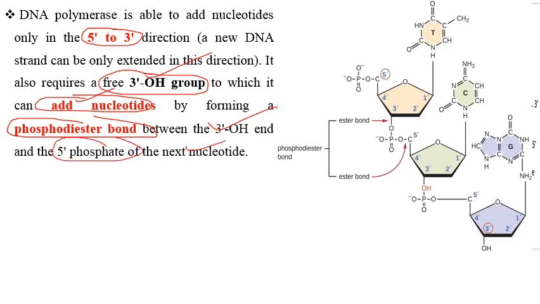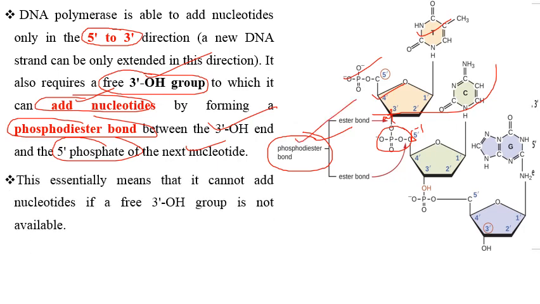So जो दो nucleotides हैं उनके बीच में जो bond होता है that is known as phosphodiester bond. So it occurs between the 3' hydroxyl group of a sugar and a phosphate group which is at the 5' position of the next sugar. So दो जो nucleotides हैं, that is sugar, phosphate and nitrogenous base, these two nucleotides are joined together by this phosphodiester bond. This essentially means that it cannot add nucleotides if a free 3' OH group is not available. So that's why RNA primer is needed for the DNA replication.